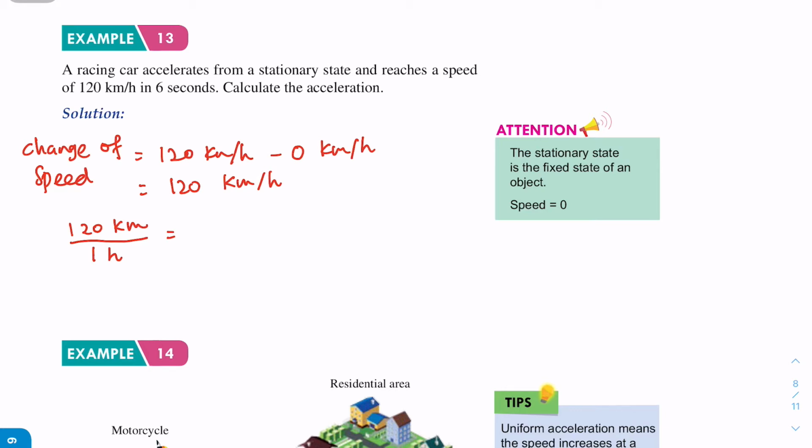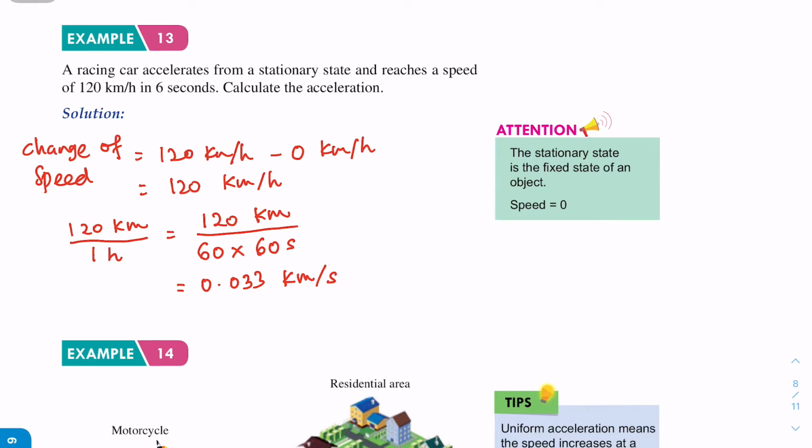So let's convert. We have 120 kilometer. We know that in 1 hour we have how many minutes? We have 60 minutes. And then we convert it into second. In 1 minute we have 60 seconds. So press your calculator: 120 divided by 60 times 60. We will get 0.033 kilometer per second.